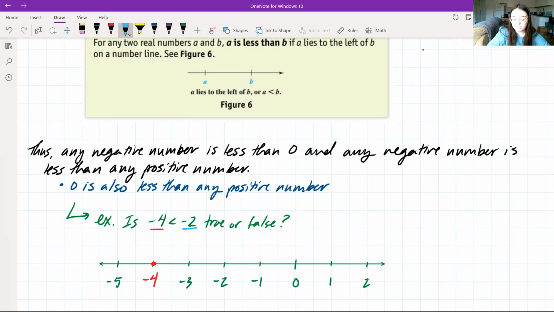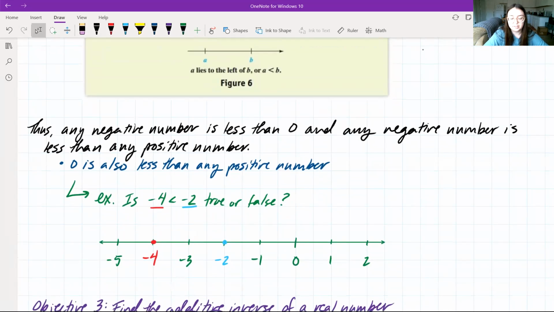Then we'll identify -2 with blue. So we'll put a blue dot on -2. And we'll also rewrite -2 in blue. We have our -2 here. And what we see here is that -4 is to the left of -2. So -4 is to the left of -2.